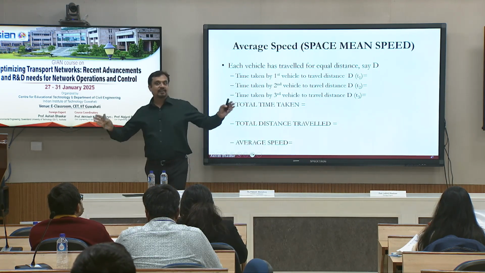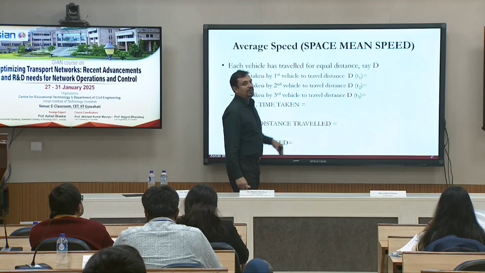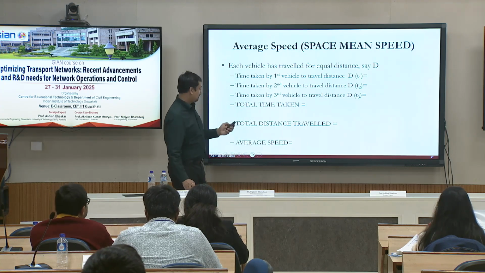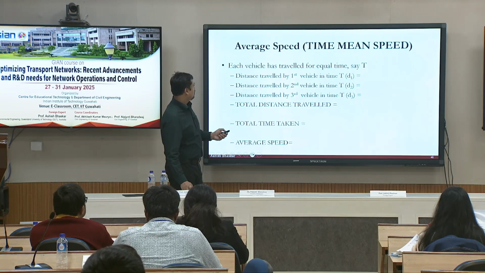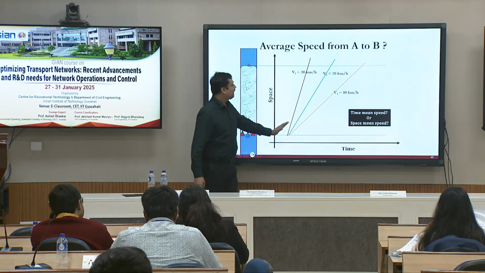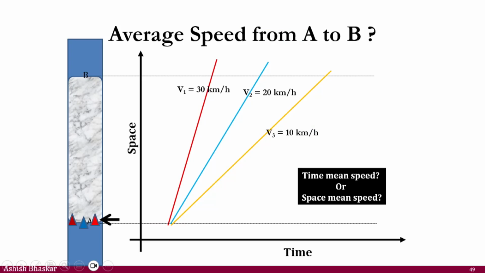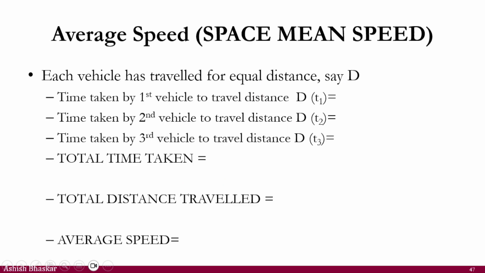Let's assume that the vehicles are traveling an equal distance d, right? Now the time taken by the first vehicle to travel a distance d, let's say the speed is v1. Let's say there are three vehicles. One is at a speed of 30, second speed of 20, and third speed of 10. Just for the sake of explanation, I'm showing you three different speeds. So v1, v2, and v3. The speed of the first is v1, second is v2, third is v3. So what should be the time taken by the first vehicle in terms of v1 and d?